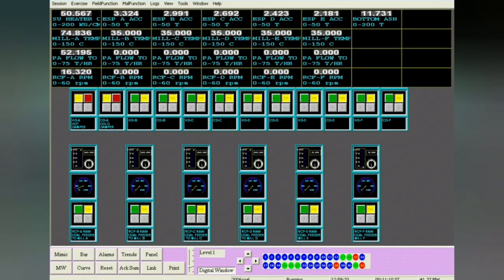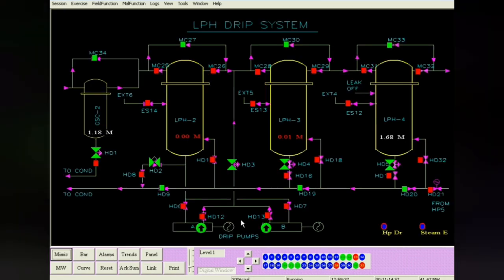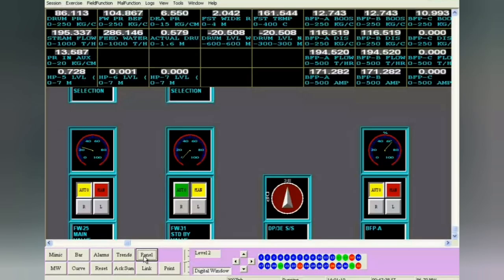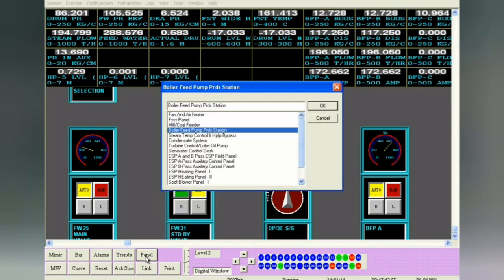Now by this time the level has increased in LP heater 4. In LP heater 2 also the level has increased to 2 meters. LP heater 1 also the level has increased to 2 meters. And you must have seen that the control valves have also opened. We check the drum level also. The drum level should be normal all the time.